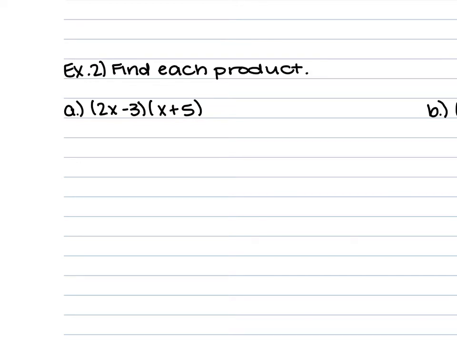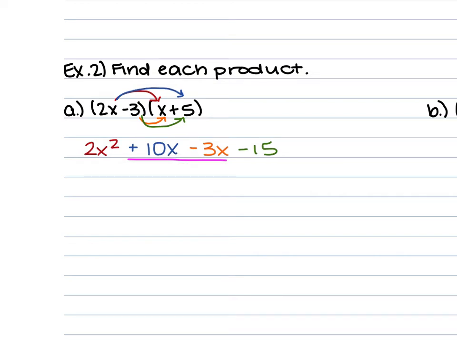So we would do the 2 times x. Let's do it this way so you can see. 2 times x is 2x squared. Then we would do the 2x times 5, which is 10x. Then we would do the negative 3 times x, which is negative 3x. Then the negative 3 times 5 is negative 15. We still have like terms with this, which are the 10x and the negative 3x. So we combine those to get 2x squared plus 7x minus 15.